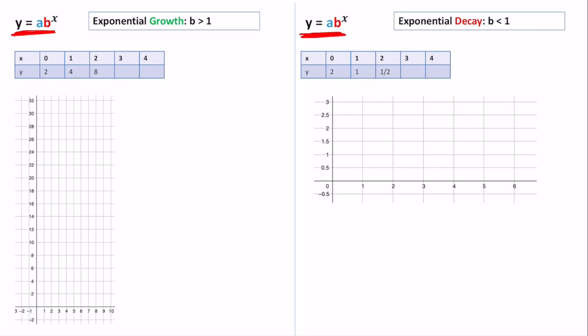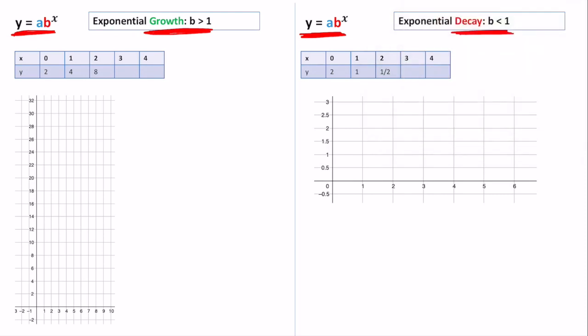And the only difference is that in exponential growth, you're going to be multiplying by a number bigger than 1, like 2 times 2 times 2 times 2. As you multiply by 2, you're going to keep getting a bigger number. You're going to keep growing. In exponential decay, that number b is going to be less than 1, let's say a half. As you multiply by a half, you're going to keep getting a smaller number. So now let's look at these two examples and we'll see how they differ and how they are alike.